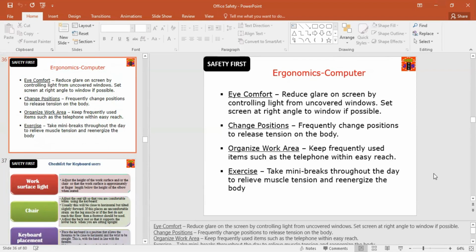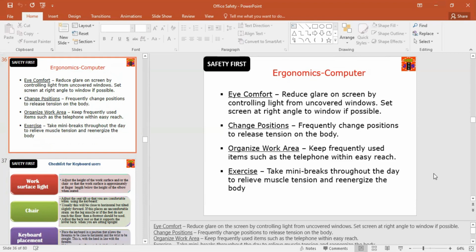If we consider eye comfort, then reduce glare on the screen by controlling light from uncovered windows. Set the screen at a right angle to the window if possible. If we discuss changing positions, frequently change positions to release tension. If you are working in an office and using a computer, it is mandatory to frequently change positions to release tension on your body.